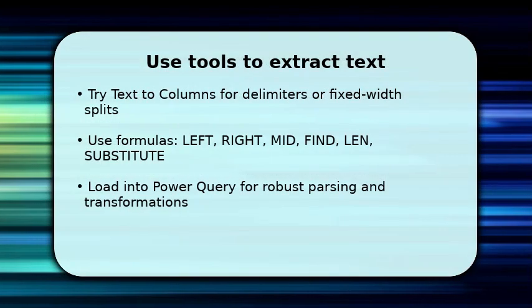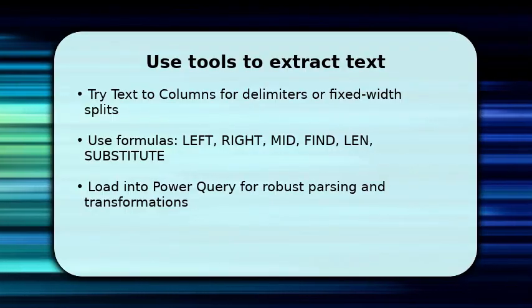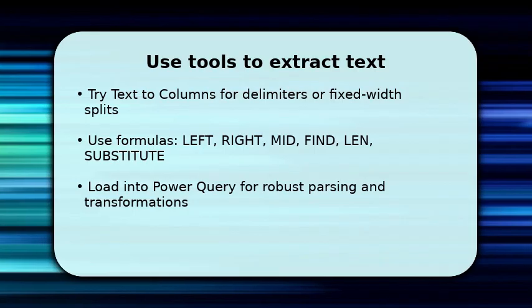Now you apply the chosen tool. If delimiters exist, run text to columns and preview splits. That's the quickest route. When structure varies, craft formulas, left/right/mid with find and len, to isolate pieces and combine substitute or trim to clean results.